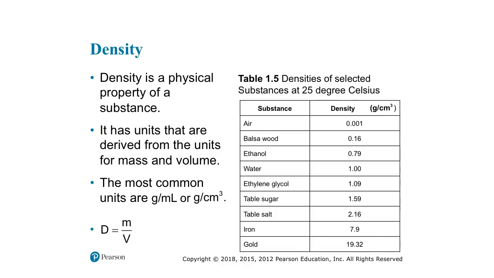So air is not very dense. Wood as well, not very dense. Water, 1 gram per cubic centimeter. Ethanol, a little bit less dense than water. And then table sugar, table salt, a little bit more dense. Iron and gold are so-called heavy metals. They are much more dense, have more mass per unit volume compared to other substances.